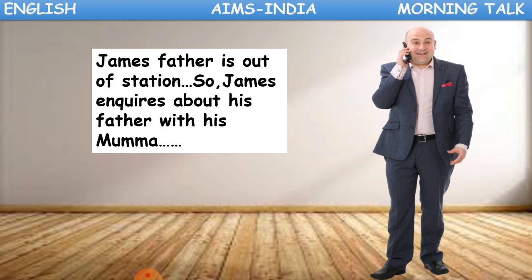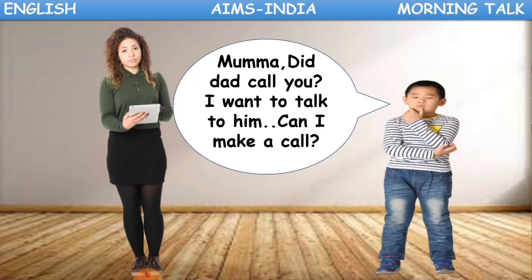Now here, actually James' father is not at home. He is out of station. He has gone out on some work. And James wants to talk to his father. After coming from the ride, again before going to school, James wants to talk to his father. How does James talk? Assume your father is out of station and you want to talk to your father before going to school, then how do you talk?